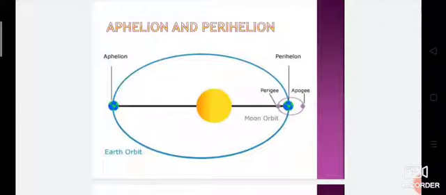In the perihelion condition, the distance between the earth and the sun is about 14 crore 70 lakh kilometers, whereas in the aphelion condition, the distance between the sun and the earth is 15 crore 20 lakh kilometers.